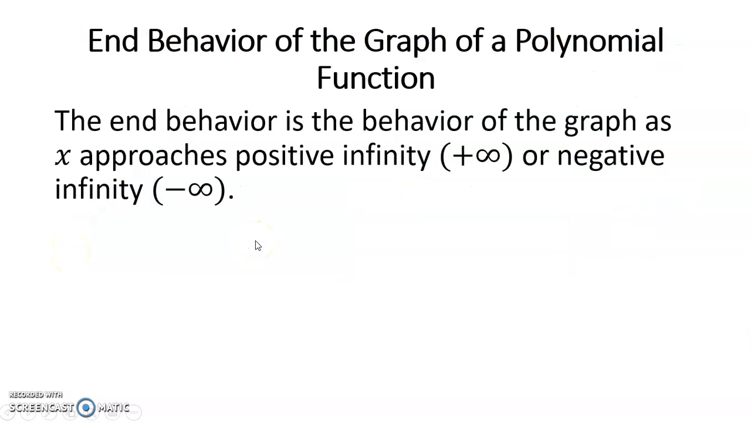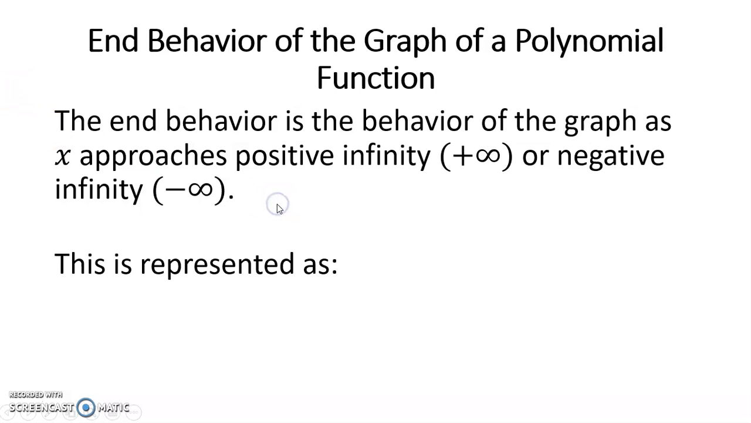Observing the ends of the graph means that we are determining the end behavior of a function. So, if we're talking about the end behavior of the graph of a polynomial function, it means that we are looking for the behavior of the graph as x approaches positive infinity or negative infinity. So, simply, we are looking at what is the behavior of the graph on the left side and what is the behavior of the graph on the right side.